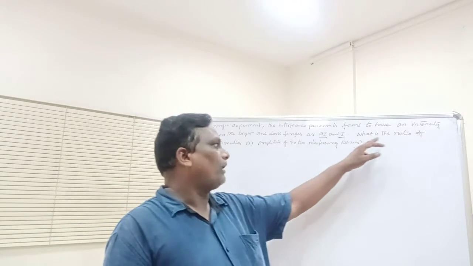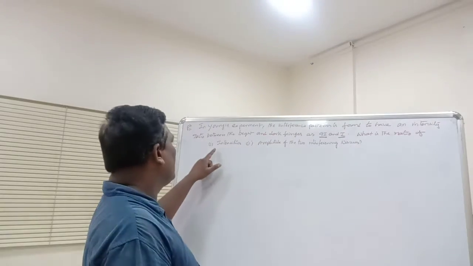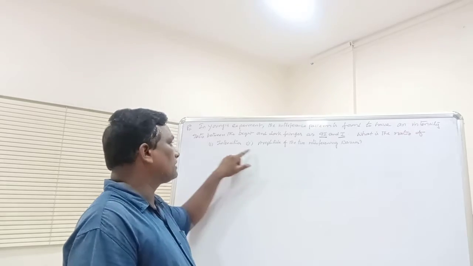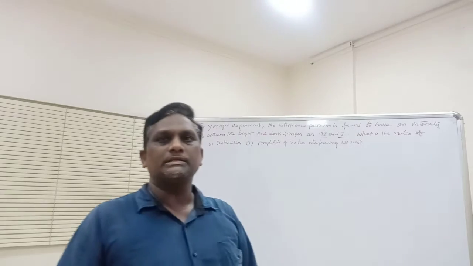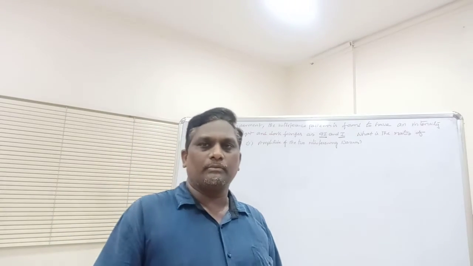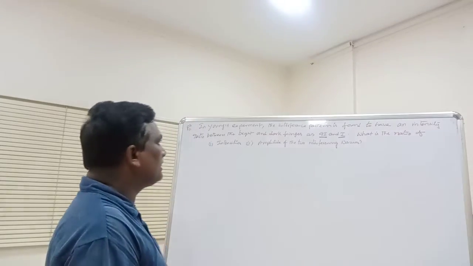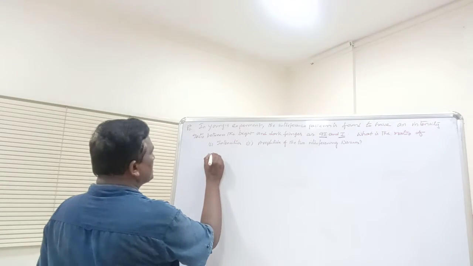What is the ratio of, first one, intensities? What is the ratio of their intensities? Number 2, ratio of their amplitudes. Very simple question it is. So here bright and dark fringes they have given. So I maximum they have given.